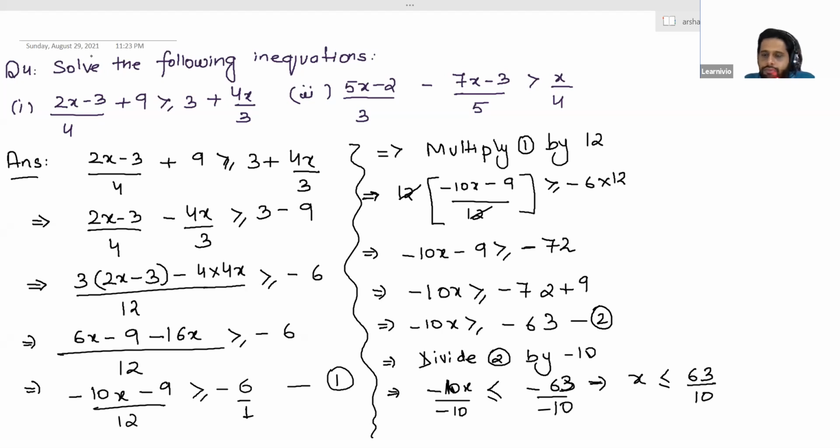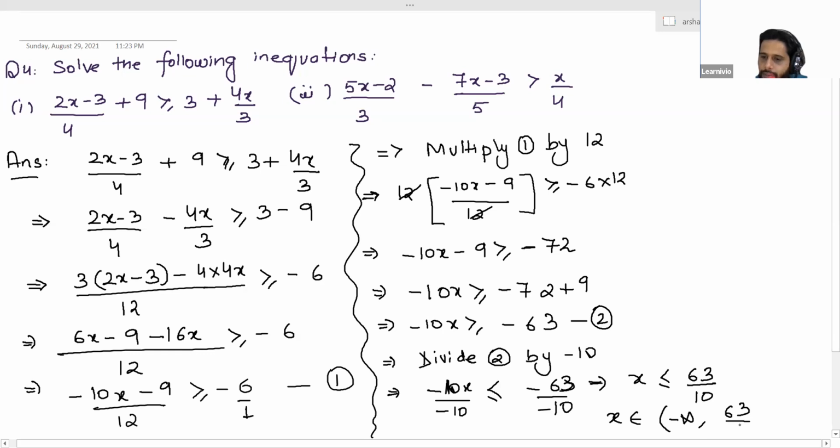Iram, you have done a slight mistake. Now x belongs to, okay, Iram, the answer is less than equal to 63 by 10. Yes. Okay. Now please correct your answer and tell me the final one. X belongs to minus infinite. Very good. Rishan, there's a mistake. Now x is less than equal to 63 by 10. So x belongs to minus infinite to 63 by 10.